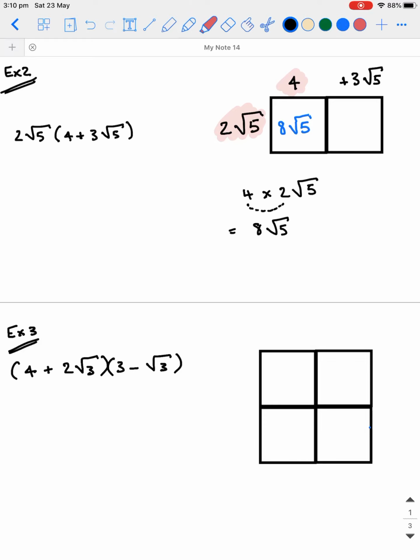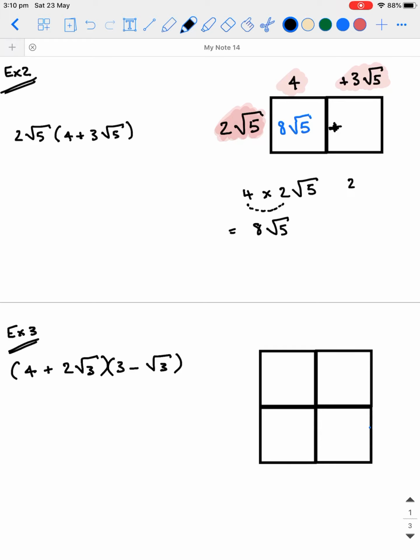Now the second multiplication that I need to do is taking this 2 root 5 again and multiplying it by 3 root 5. Now I know that a positive times a positive is always a positive. Now I'll put that positive in here. Some of you will ask if that's necessary. It isn't necessary, but it just reminds me that the answer here is positive.